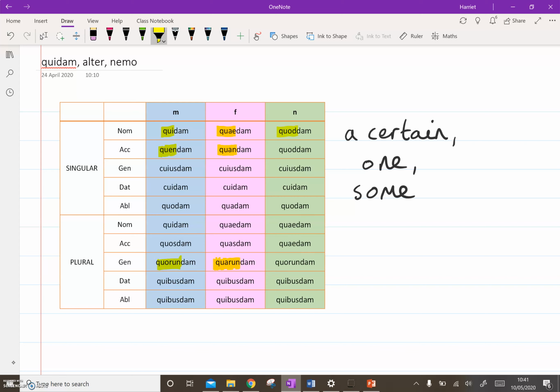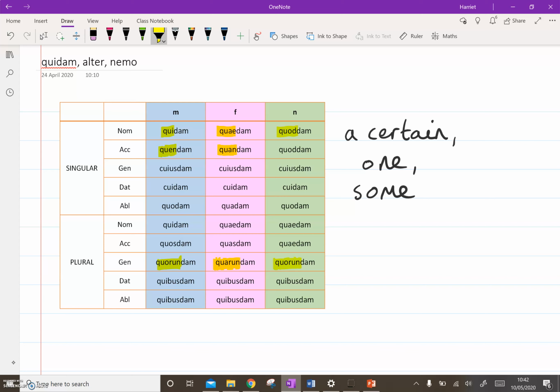quarundam, and quorundam here. Okay. Apart from that, it's all exactly the same as qui, quae, quod. So if you covered up the dams, you have qui, quem, cuius, cui, quo, qui, quos, quorum, quibus, quibus. So the only difference is that N sometimes instead of an M. Okay. So you've got similarities with qui.